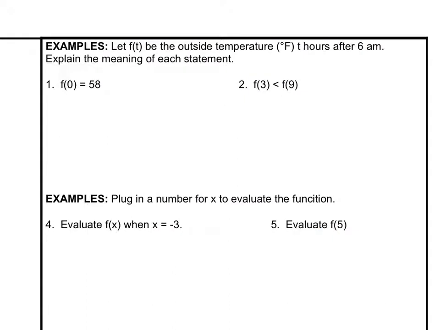So we're on the back side, if you'd be with me. Let f of t be the outside temperature in degrees Fahrenheit, t hours after 6 a.m. So the name of our function is f. We are inputting t, which stands for time in hours. And then whatever we get out would be a temperature, and that's our output. We're going to explain what each of these are. Please pay attention. It's hours, t hours after 6 a.m.